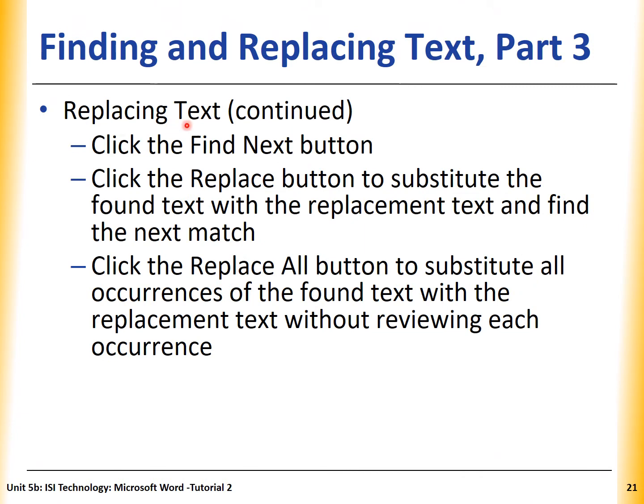I'm going to continue with replacing text. Click the Find Next button to go to the next word that I want to search. Click the Replace button to substitute the found text with the replacement text and find the next match. Or I can click the Replace All button to substitute all occurrences of the found text with the replacement text without reviewing each occurrence. So if I want to replace all the media inside the text with journalism, I just go for the Replace All button. I click on this button and that's it. I'm going to show you this in a bit.